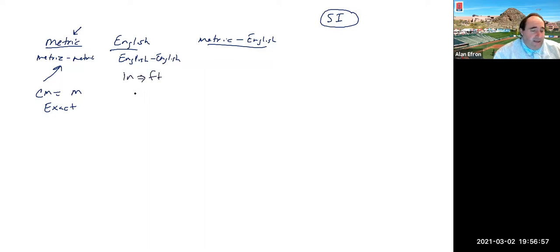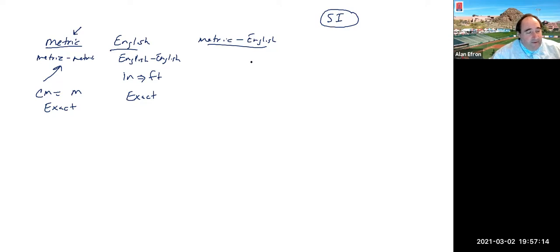English to English, we don't have to worry about it. It's considered an exact number. When you cross over going from, say, metric to English type units, those are not really considered exact numbers in reality.